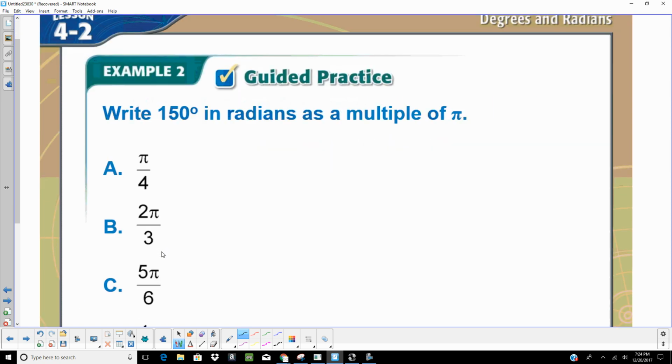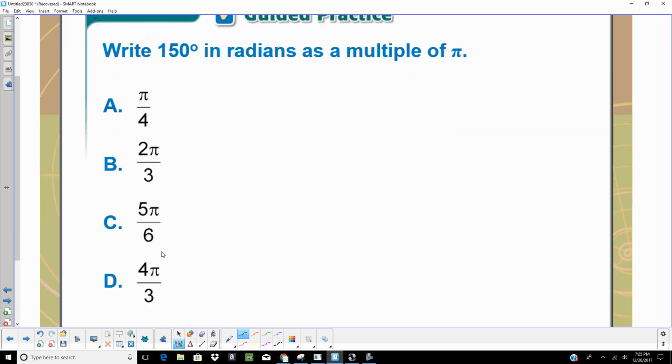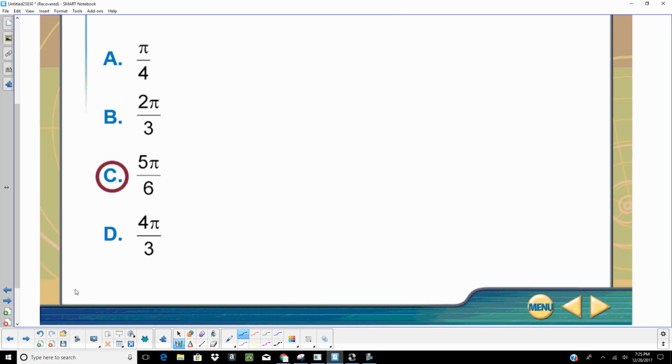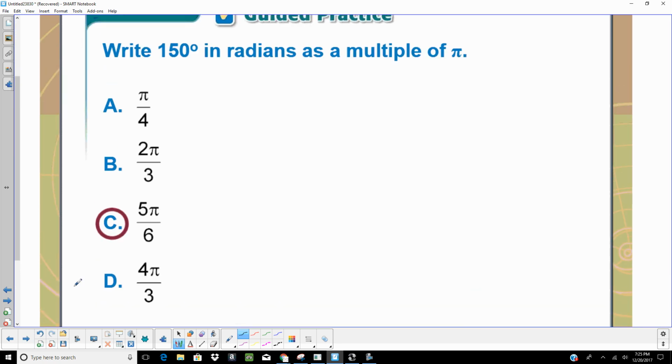All right, take a second, pause, try this one on your own. If you circled C, you got it correct. You're going to multiply that by pi over 180 and reduce your fraction.